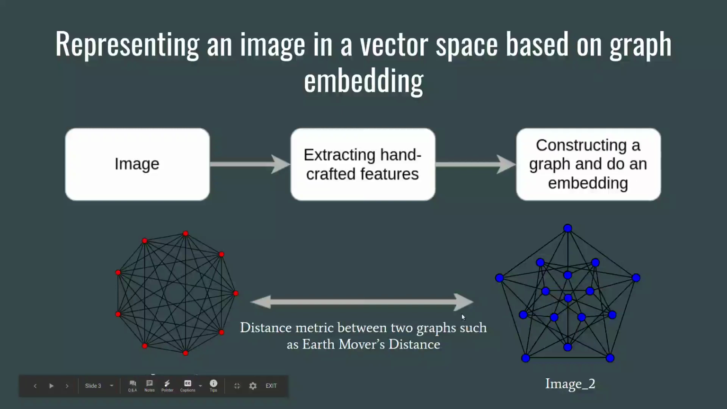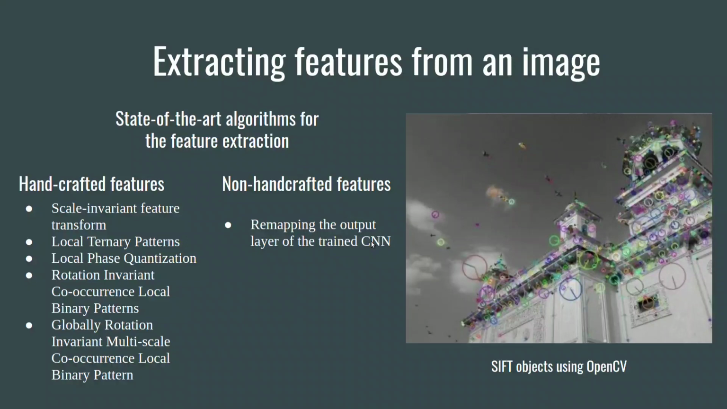As you can see, it is possible to represent an image as a graph and find a similarity metric based on the Earth mover's distance between two graphs. Then, it is possible to use this representation for a variety of tasks such as content-based image retrieval, image labeling, image classification, etc.